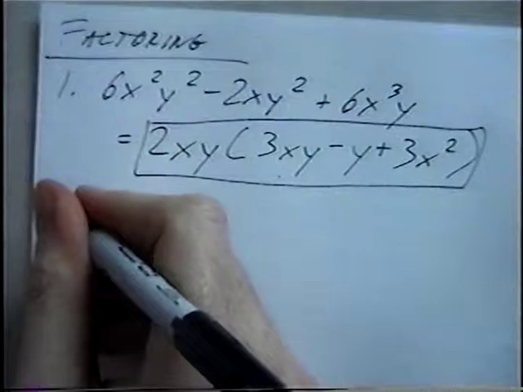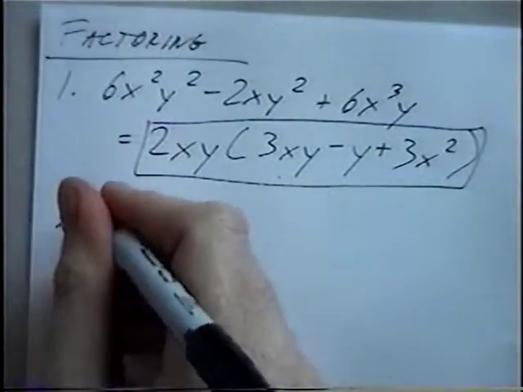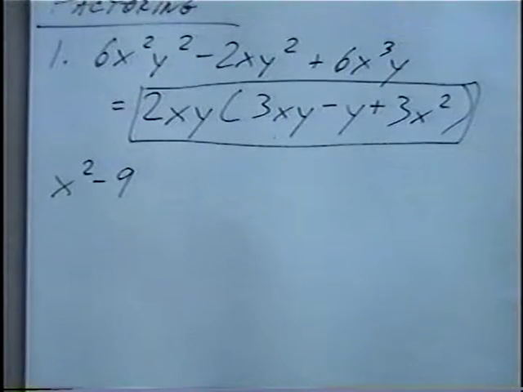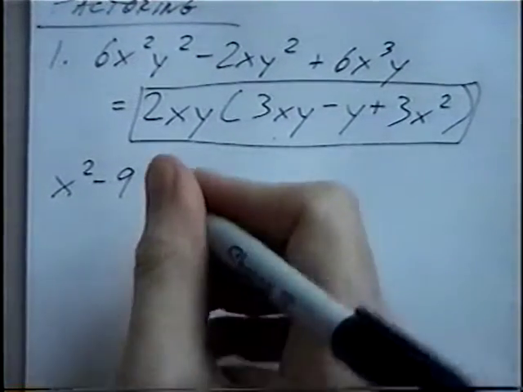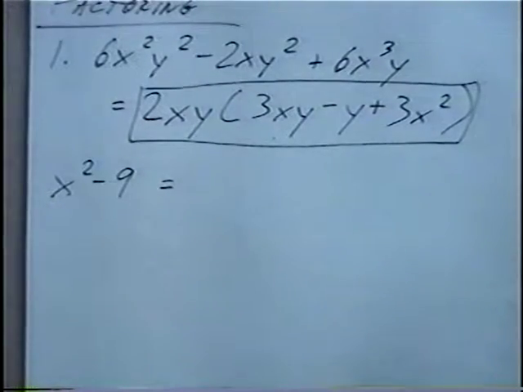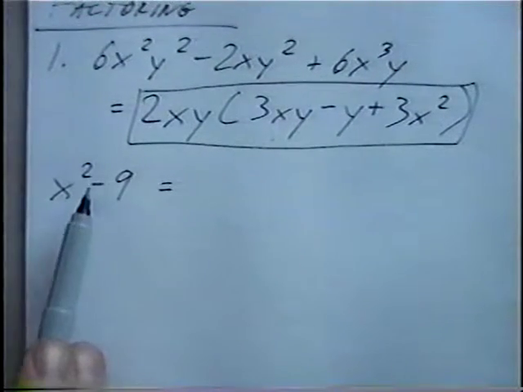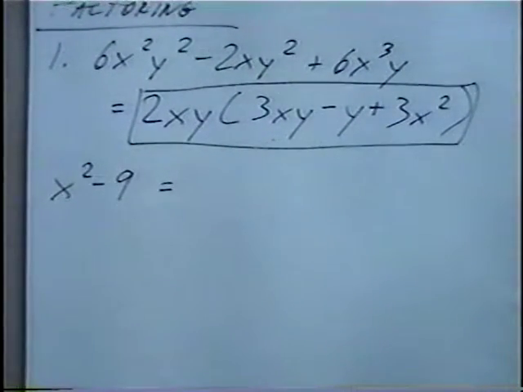Second question is x squared minus 9. Again, we'll use one of those previous factoring techniques. This question is the difference of squares. You can take the square root of each of these terms, and it's a difference because it's subtracting.